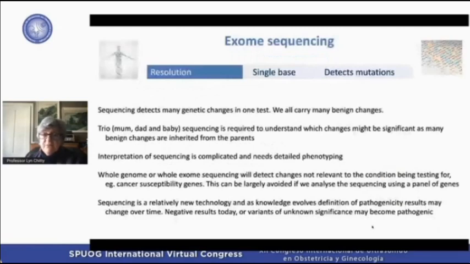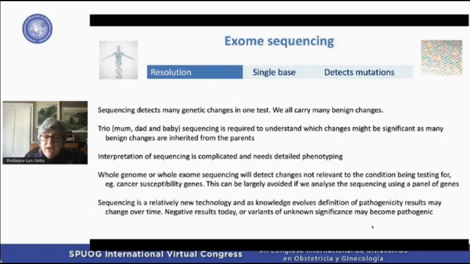So, sequencing detects many genetic changes in one test, but we all carry many benign changes. So in order to get a rapid result, you need to compare the sequencing of the baby with mum and dad to understand which changes might be significant, because many benign changes are inherited from parents. So we need to sequence all three if possible. Interpretation of sequencing is very complicated, and we need detailed phenotyping. So we need detailed information from the ultrasound. What findings are present? Would this particular change explain the phenotyping?